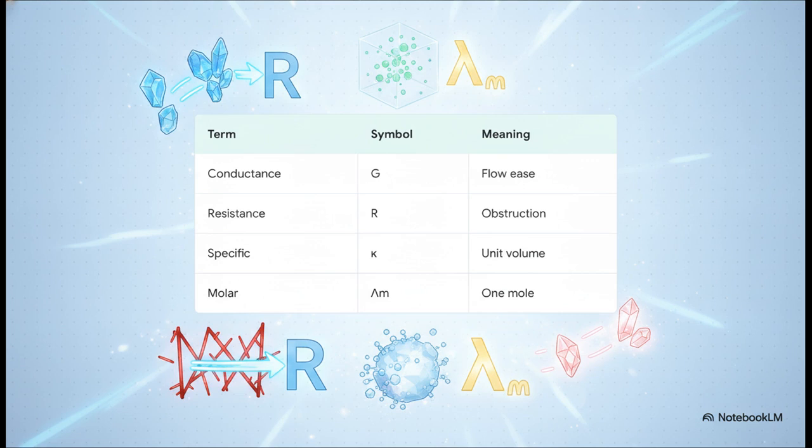Next is specific conductance, or conductivity. We denote this with the Greek letter kappa, and it's the conductance of 1 unit volume of your solution. Lastly, there's molar conductivity, lambda m, which is the total conducting power of all the ions produced by dissolving exactly 1 mole of an electrolyte. Getting these definitions crisp and knowing the exact symbols will save you so much precious time during your exams.